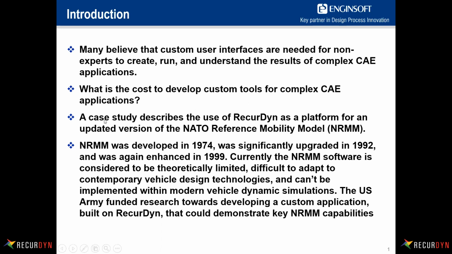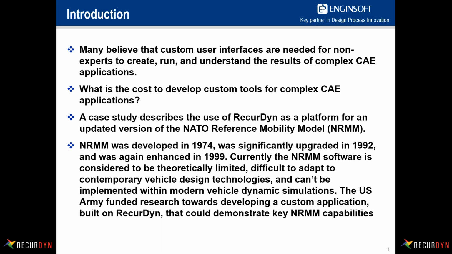So today we're going to look at this case study, which looks at the use of the RecurDyn multibody dynamic software as a platform, basically a multi-physics platform, for an updated version of the NATO Reference Mobility Model, or NRMM, which is a tool used by many organizations, mainly military organizations, as a common reference to compare the mobility of the different combat vehicles for all the NATO countries.